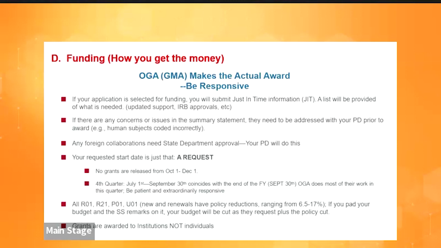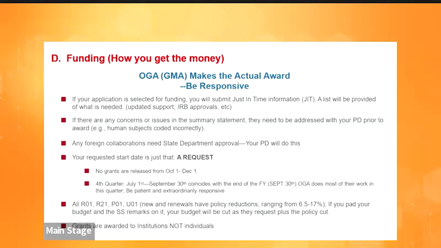Also, there is an exception process. It's very, very, very narrow. It's just a couple of percentage points beyond your funding range. And in my division especially, it's only 2 or 3%, and there are no exceptions.